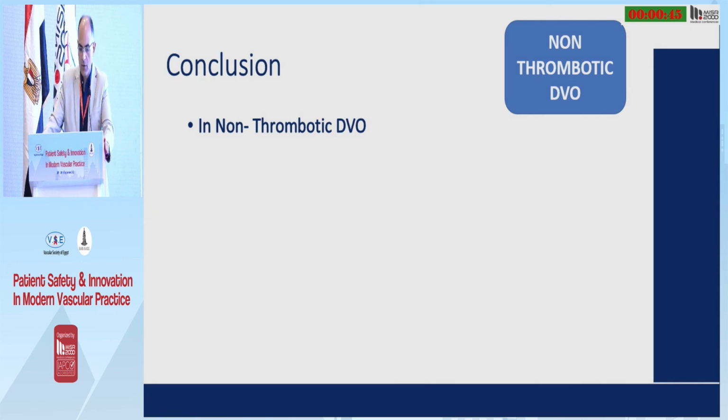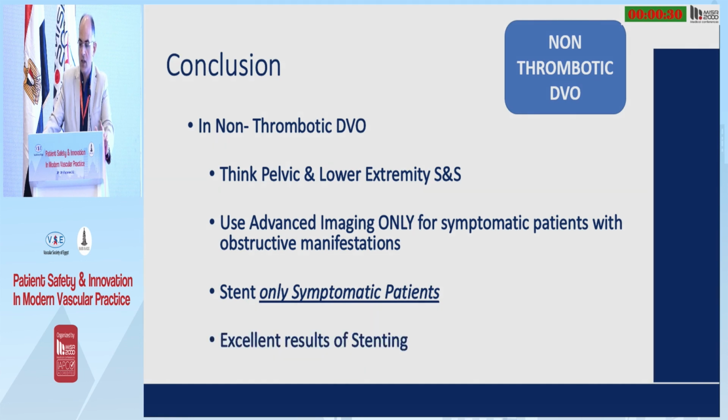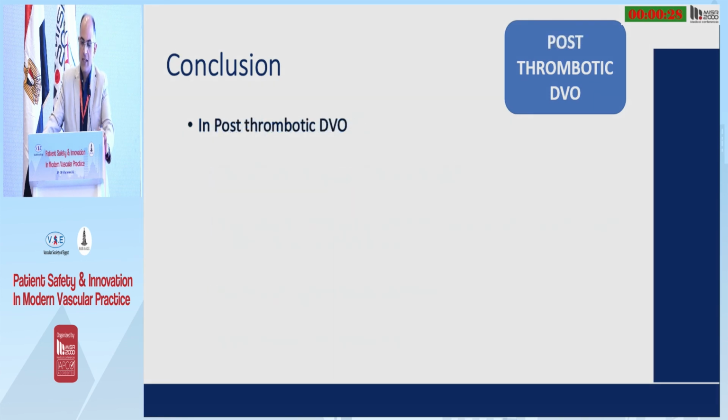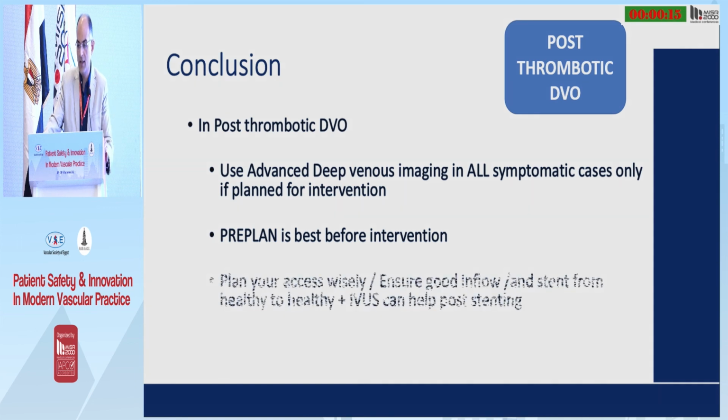So in conclusion, Mr. Chairman, ladies and gentlemen, in non-thrombotic deep venous obstruction, don't forget to assess the pelvis as part of the venous drainage. Use advanced imaging only for symptomatic patients with obstructive manifestations, and stent only symptomatic patients to have excellent results of stenting. And in post-thrombotic deep venous obstruction, use advanced deep venous imaging in all symptomatic cases that you are planning to intervene on, who need the intervention. Pre-planning is best rather than going inside and then thinking about what to do. And plan your access wisely, ensure good inflow, and stent from healthy to healthy.